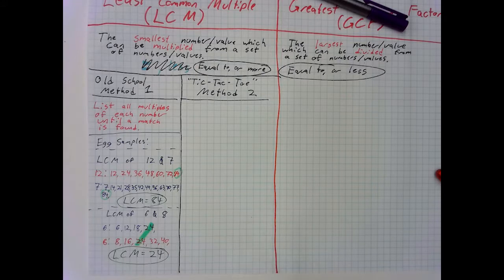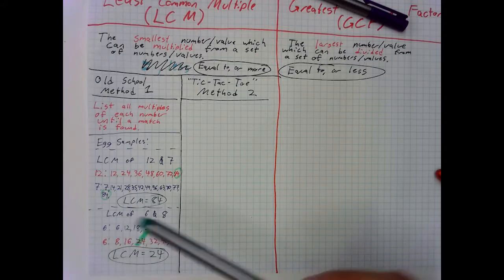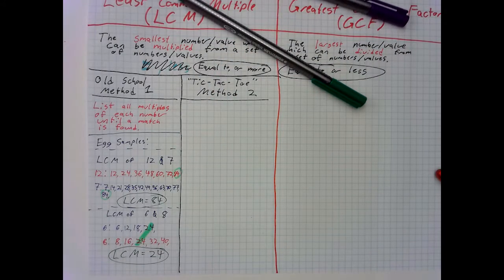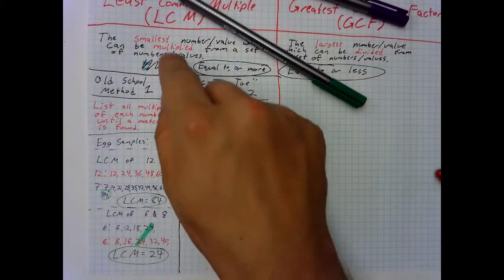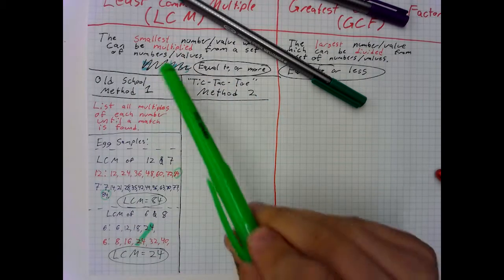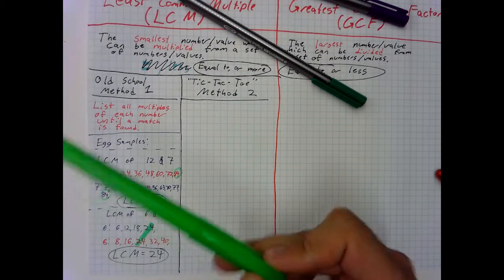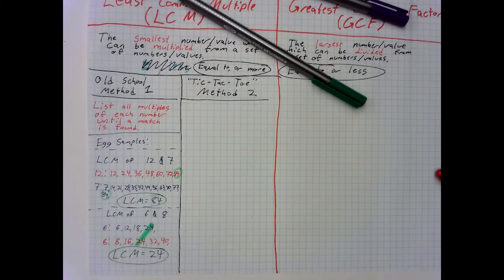My LCM is not going to be 48, which is what I would have gotten if I did 6 times 8. 6 times 8 in this case is going to be a common multiple, but it is not going to be the least common multiple. It is not the smallest possible number that could have been multiplied by 6 or by 8.